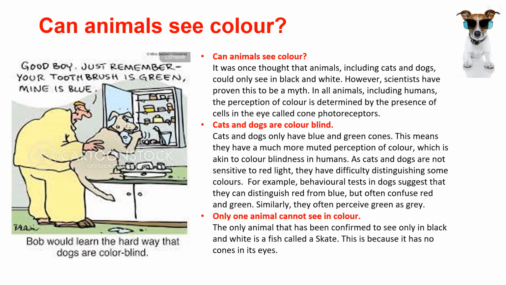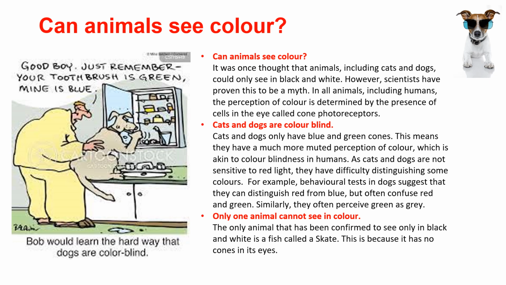Can animals see color? It was once thought that animals, including cats and dogs, could only see in black and white. However, scientists have proven this to be a myth. In all animals, including humans, the perception of color is determined by the presence of cells in the eye called cone photoreceptors. Cats and dogs are colorblind. Cats and dogs only have blue and green cones. This means they have a much more muted perception of color, which is akin to color blindness in humans.